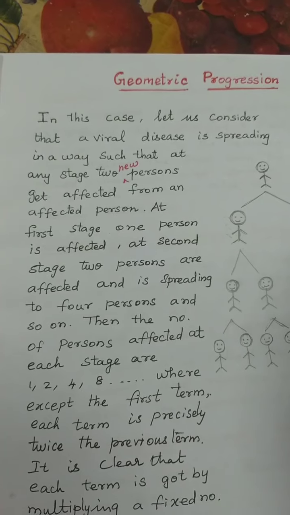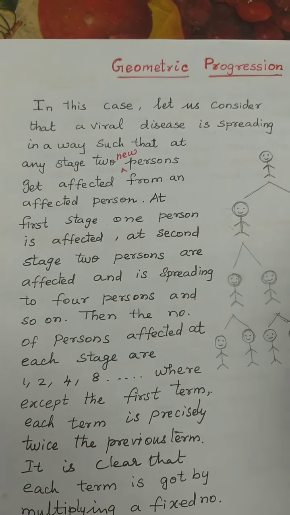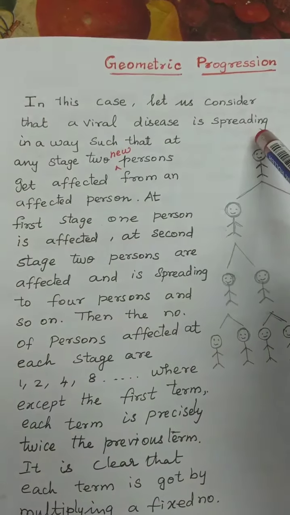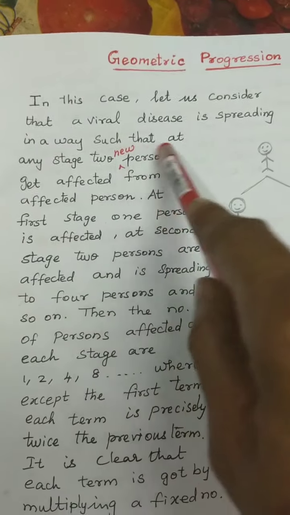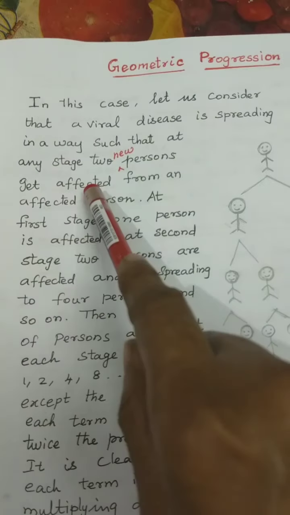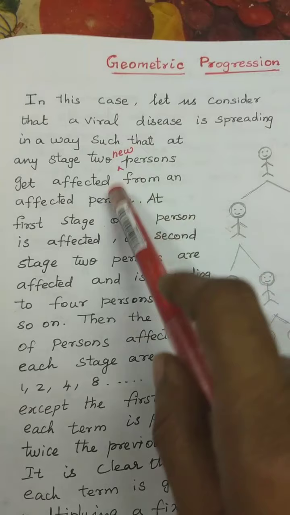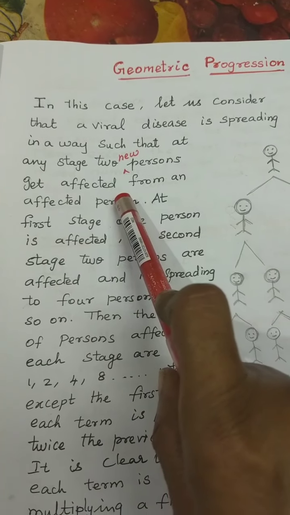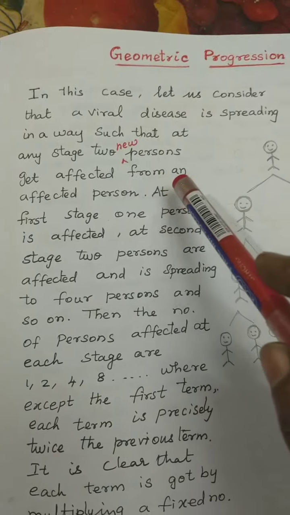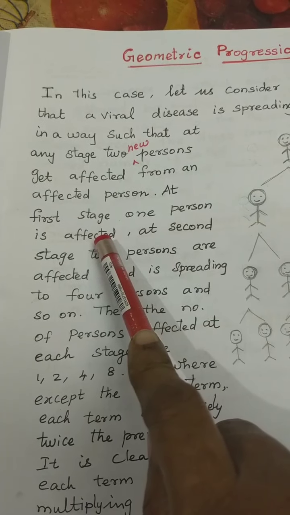Today we are going to see a new topic, geometric progression. In this case, let us consider that a viral disease is spreading in a way such that at any stage two new persons get affected from an affected person. One person is spreading the viral disease to two new persons. Okay. At first say one person is affected.